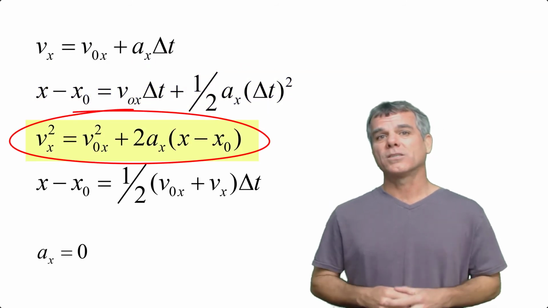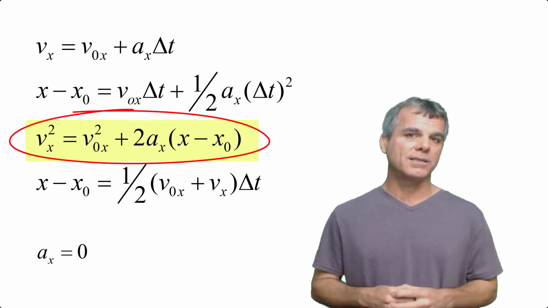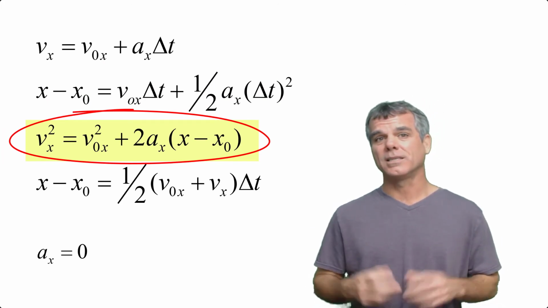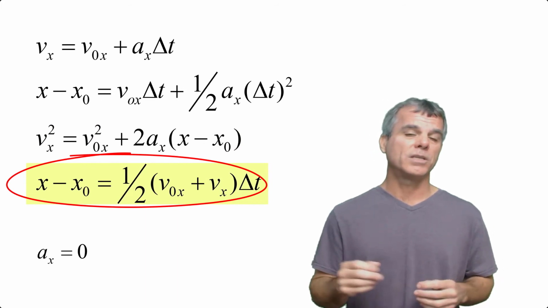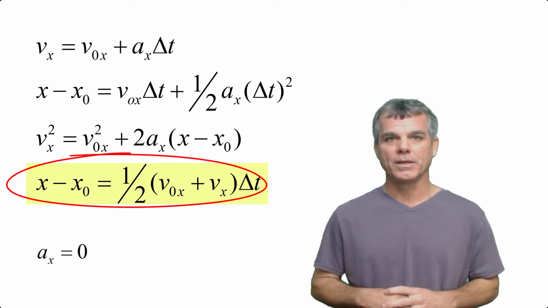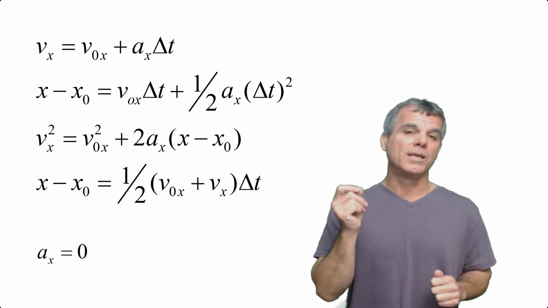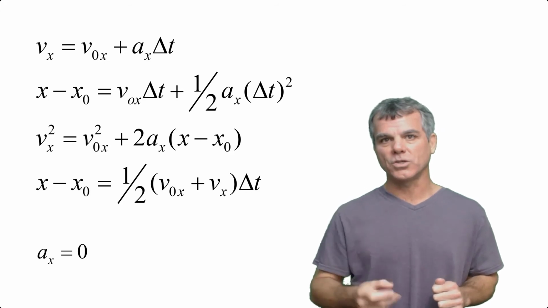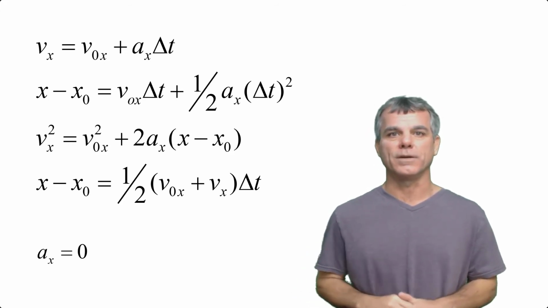We have Vx squared equals V naught x squared plus 2Ax, x minus x naught, and last but not least, x minus x naught equals 1/2 V naught x plus Vx times delta t. Well, let's take these equations and plug in the fact that we know the acceleration in the x direction is 0 meters per second squared, and see how they simplify.